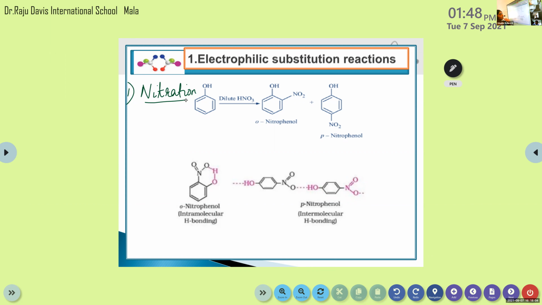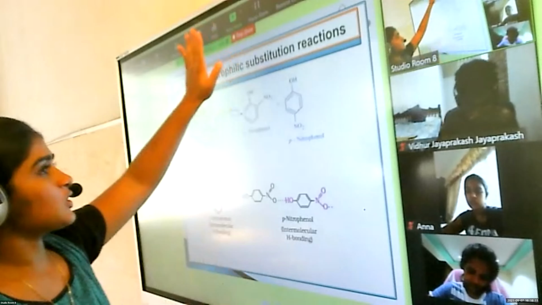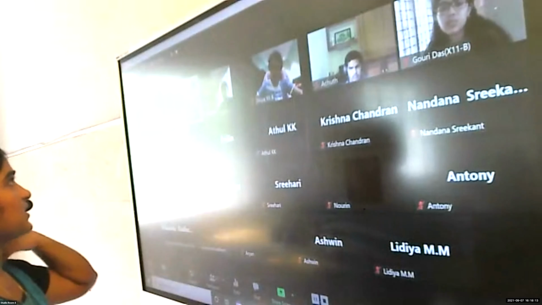And in the case of this phenol, it has one OH group in the aromatic ring, isn't it? One OH group in the aromatic ring. This OH group, it has a tendency.